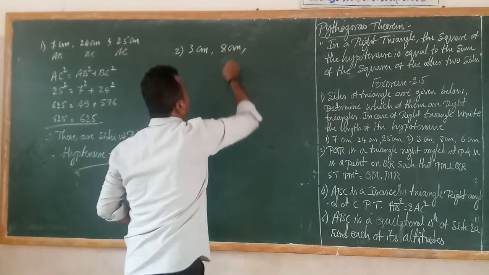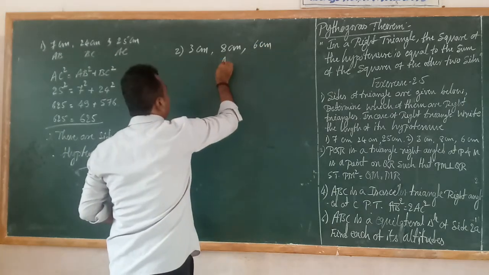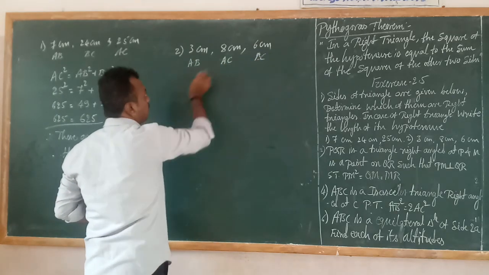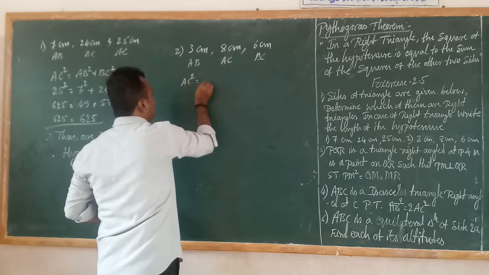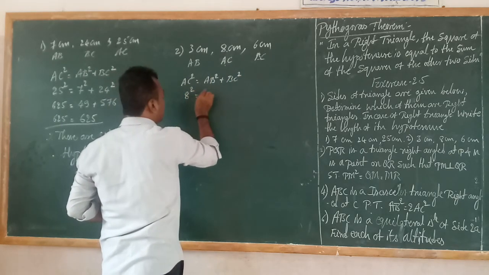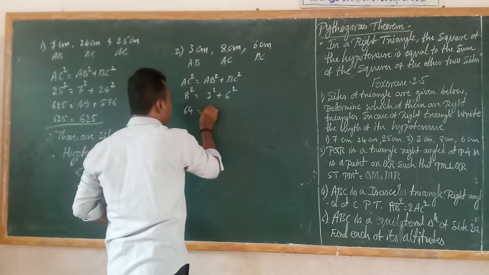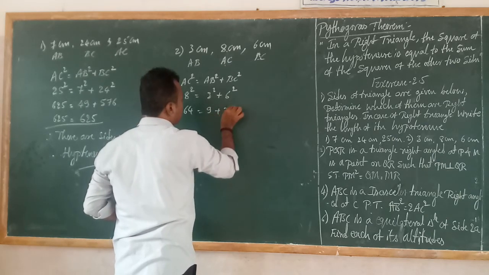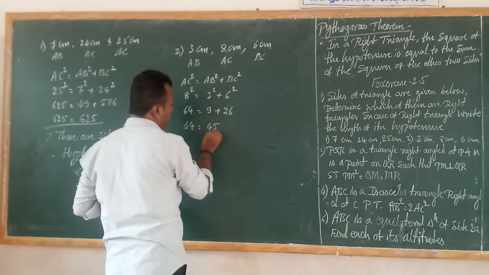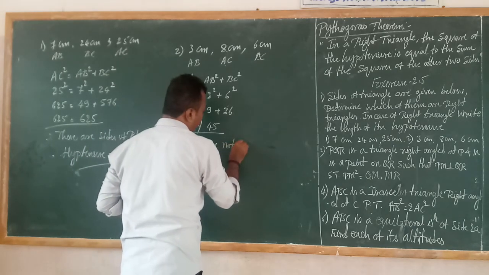Now the second one: 3 centimeters, 8 centimeters and 6 centimeters. The highest number is 8. Therefore this is AC, and the others are AB and BC. Then AC square is equal to AB square plus BC square. So 8 square is 64, 3 square is 9, 6 square is 36. Now 64 compared to 36 plus 9, which is 45. So 64 is not equal to 45, therefore these are not sides of a right triangle.